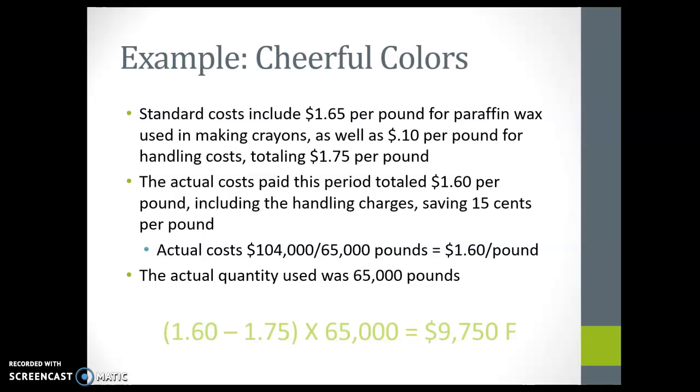So we take our formula, remember, AC minus SC, and then that is multiplied by the actual quantity. Here's our AC, our actual cost per pound of wax, $1.60. I'm going to subtract out the standard cost, what we thought we would pay per pound of wax. So $1.60 minus $1.75 is negative 15 cents. Then we multiply that by how many pounds of wax we actually used this year: 65,000 times negative 15 cents.